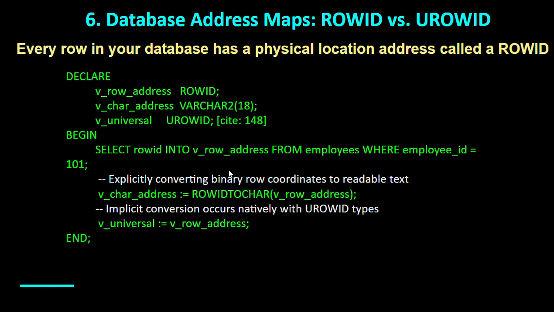Next comes database address maps, ROWID and UROWID. Every row in your database has a physical location address called a ROWID. To load a binary row pointer into a text variable, we use explicit formatting functions like ROWIDTOCHAR and CHARTOROWID. And if an invalid address pattern is passed, the engine will stop execution and raise a SYS_INVALID_ROWID error.